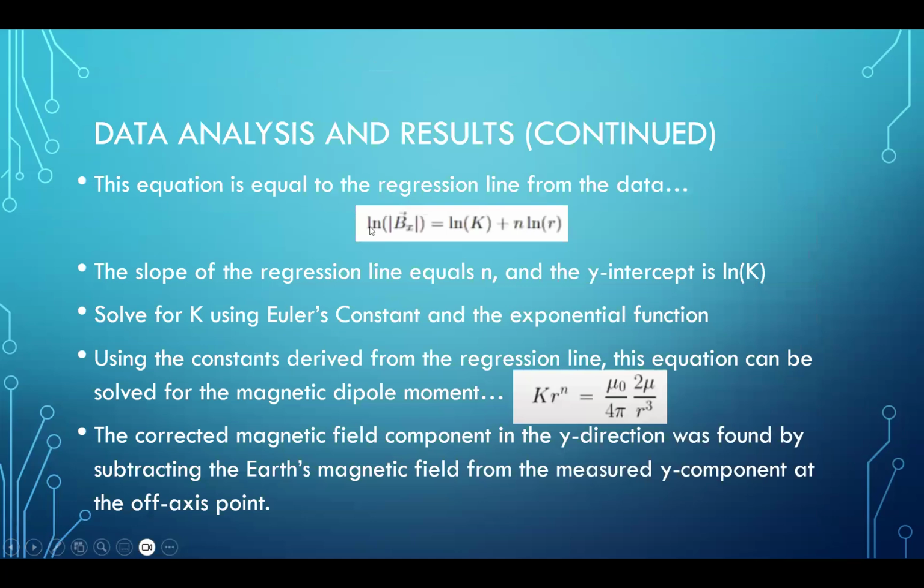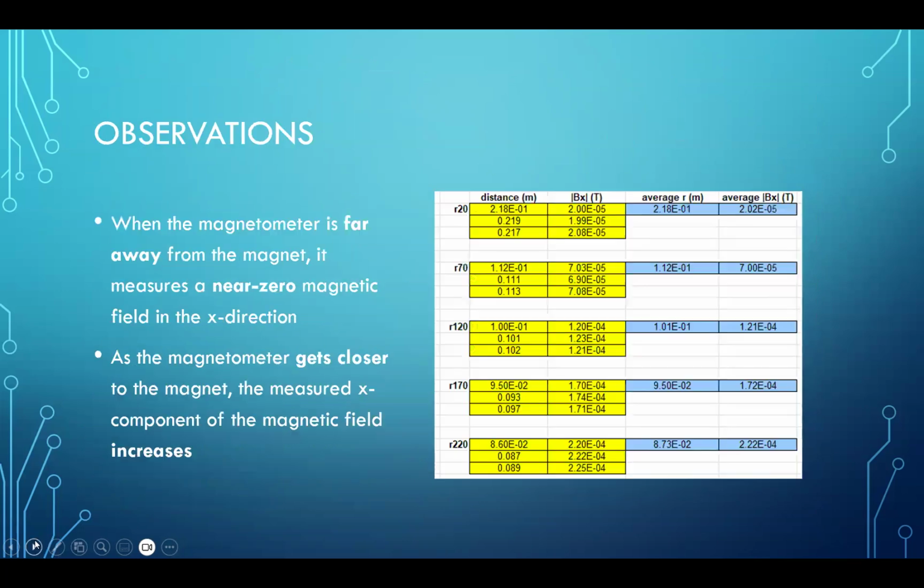The equation of the regression line is shown and given by this equation, and the slope of that equation gives us our n and y-intercept L and K. So we could solve for K using this equation here. And we had to correct the magnetic field component in the y direction because of Earth's magnetic field. So our observations were that when the magnetometer is far away from the magnet, it measured a near 0 magnetic field in the X direction. And as the magnetometer got closer, the X component of the magnetic field increased.